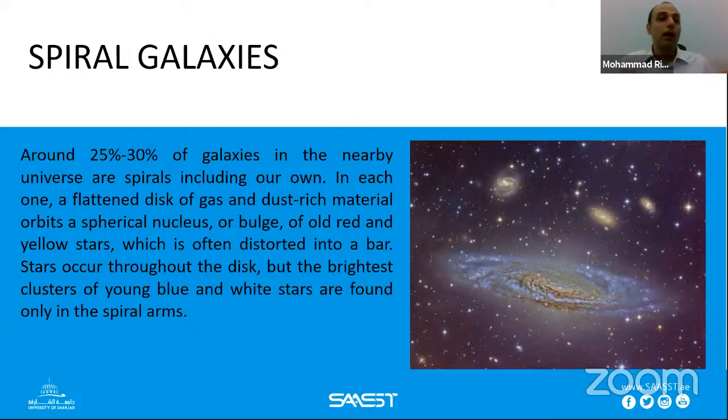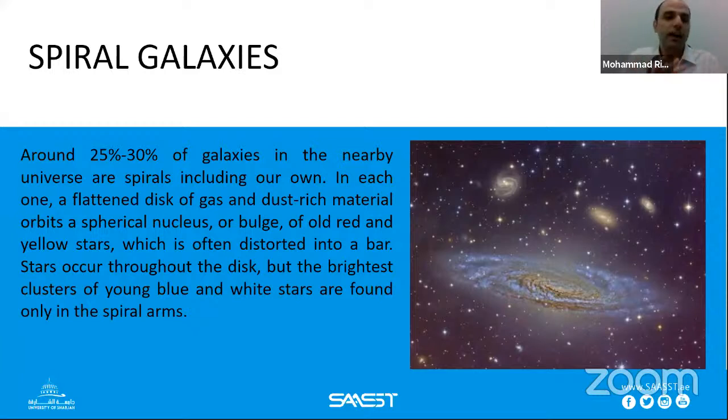Let's start with the spirals, because as we said, it is not necessary to start from elliptical, because it is not a starting point. It is only for classification purposes. So let's begin with the spirals, because they are the most common galaxies, and it is a logo for any galaxy. Even for the SAASST logo, our academy has the same beautiful spiral shape. So around 25 to 30% of galaxies in the universe are spirals, including our own.